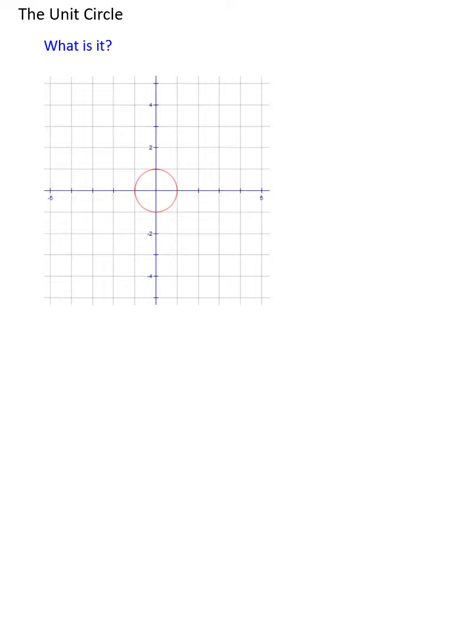What is the unit circle? Well, it's a circle whose radius is 1, whose center is at the origin on a graph. It turns out this circle has a circumference of 2 pi, and that number turns out to be important, as we'll see later. You may recall the general formula for circumference is 2 pi times the radius. If the radius is 1, then that's 2 pi times 1, or just 2 pi.